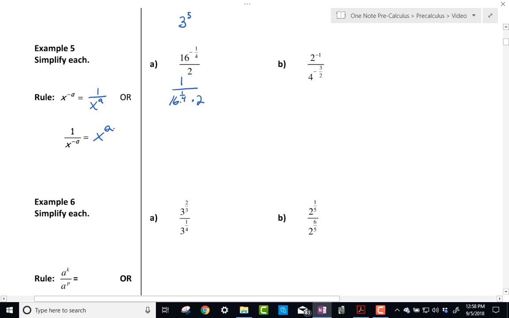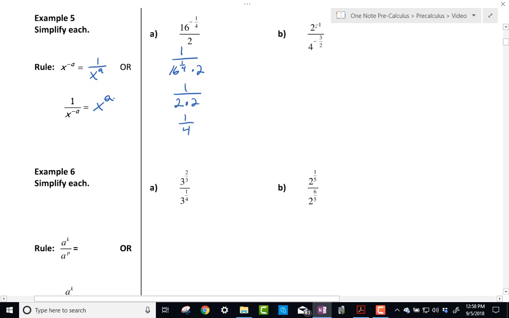Well, 16 to the 1/4 power has to be done before I multiply by 2. So the 4th root, that's what this is asking for. The 4th root of 16 is 2. Times the 2 in the denominator, and I end up with 1/4.